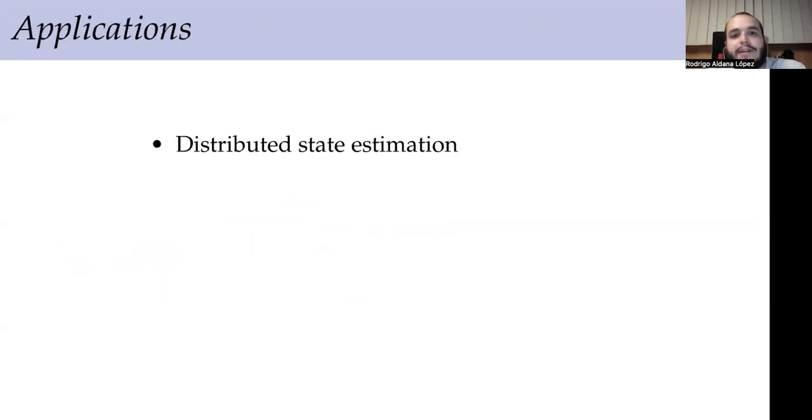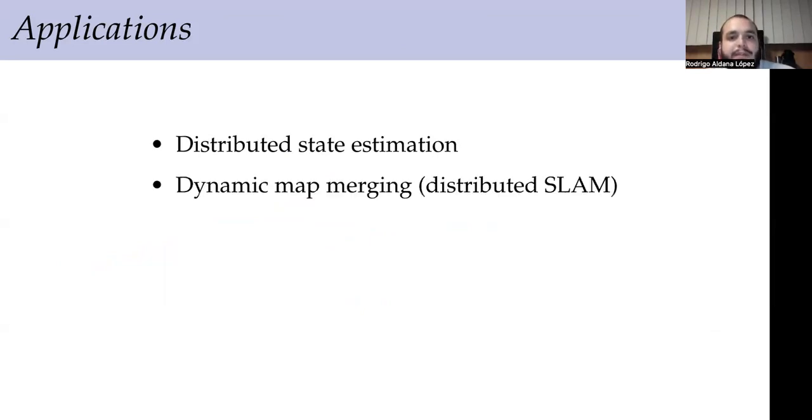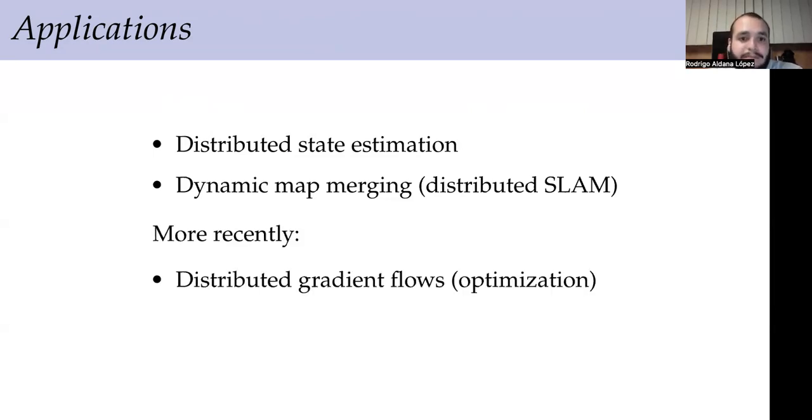This problem has very nice applications, particularly in distributed state estimation, for example, but it has also been used for many other more complicated, very high dimensional problems, such as dynamic map merging, for example, in my laboratory. This is what they call distributed SLAM. And it's dynamic because you can have a map in which you have many dynamical objects, and you can estimate the state of the map using these time varying capabilities, right?